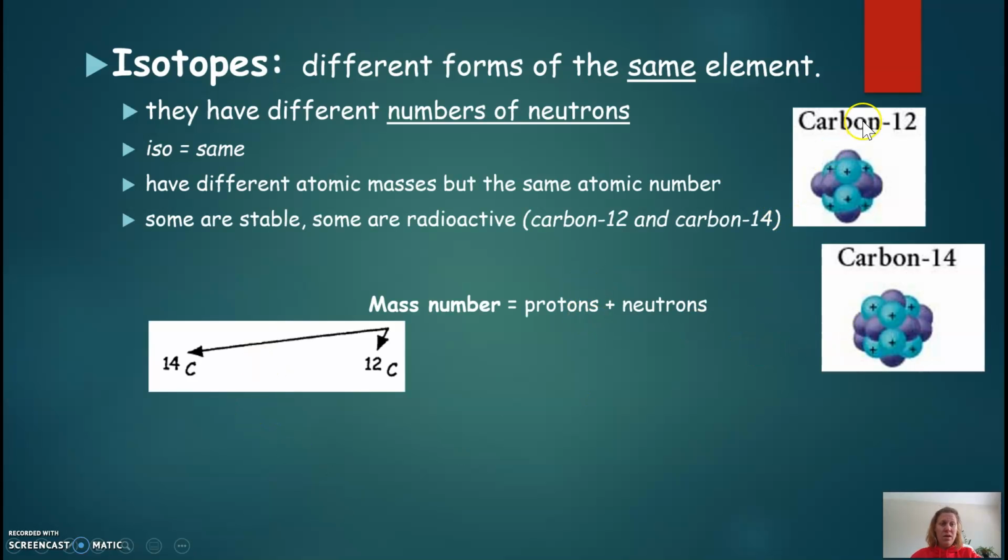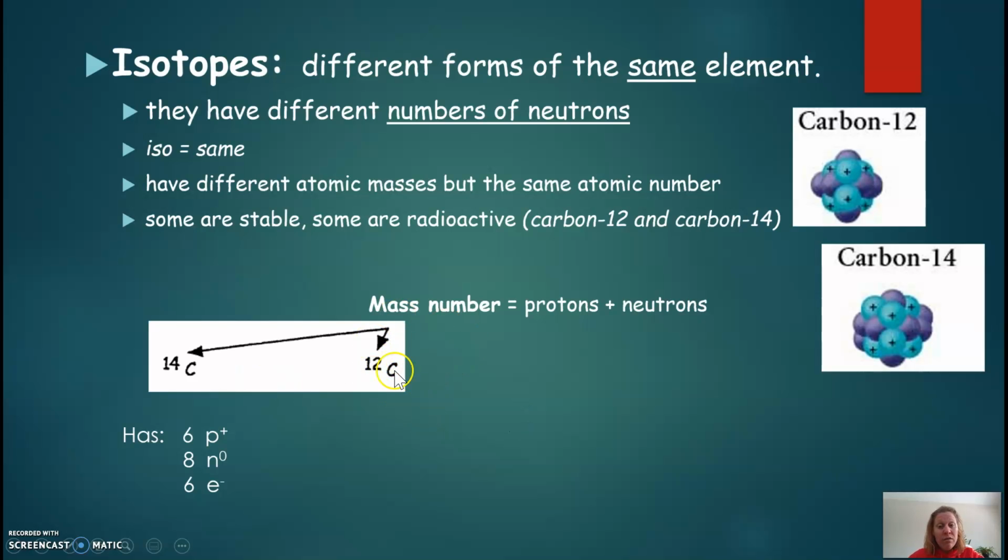So carbon, how many protons does it have? 6. In this one, it has 6 protons. The mass number is 14, and 6 is here, so 14 minus 6 is 8 neutrons. And electrons in all atoms are the same as protons, so that's going to be 6.